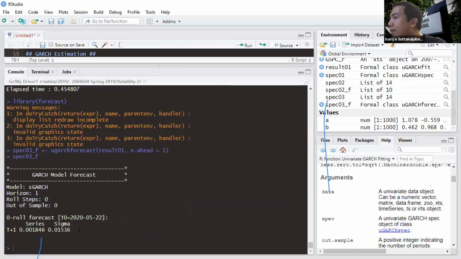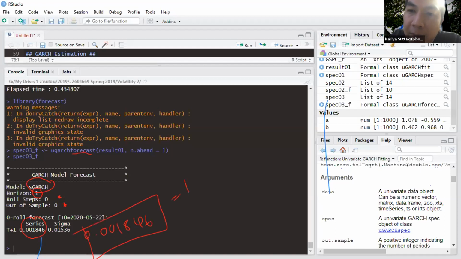Cool, this is what's happening. I use this sGARCH, just one step ahead. You can look into the rolling steps and out-of-sample options later in your forecast function, but in this case it's actually pretty simple. The best estimate for tomorrow's stock return is 0.001846. That's going to be your expected return for tomorrow.